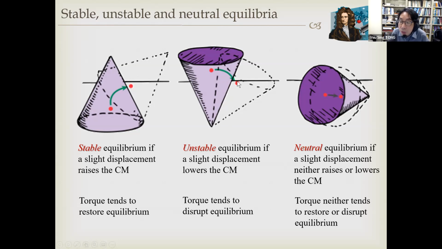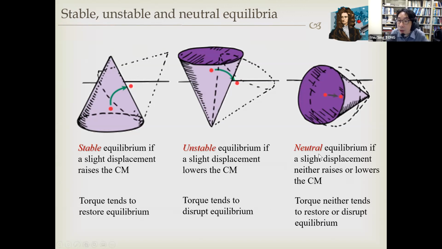And you can also look at it from the point of view of the torque. When you displace slightly, the tip of the cone is so small, it cannot prevent the cone from toppling over. You can see that at the center of mass there's a torque that tends to topple over the cone, right? The base is so small, it cannot support it stably. So the torque produced by the weight of the object at the center of mass will topple the whole cone. And so that is unstable equilibrium.